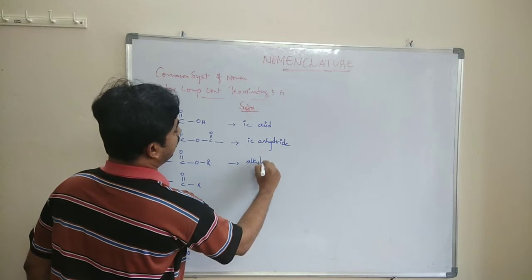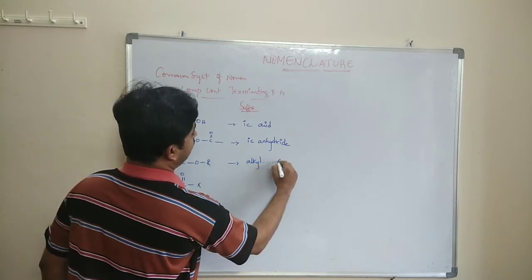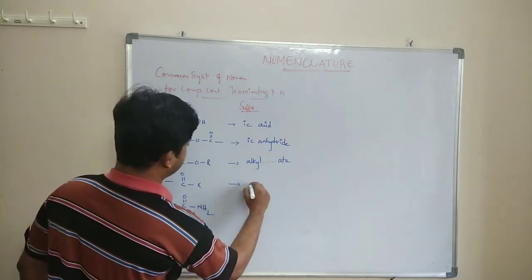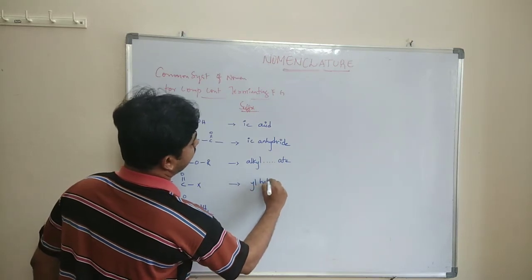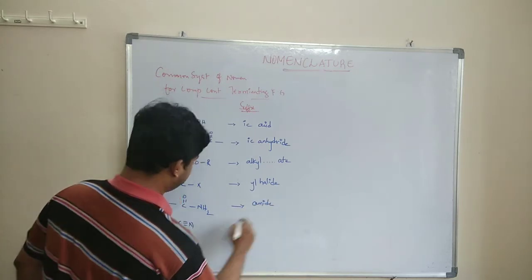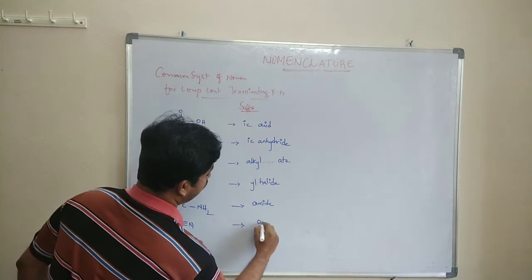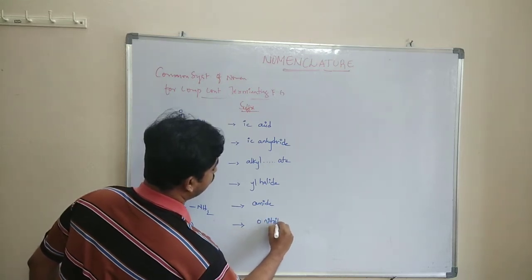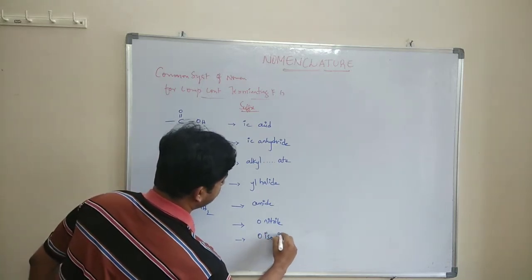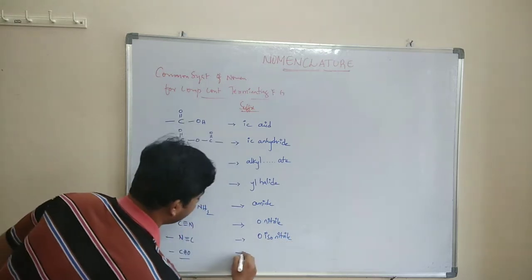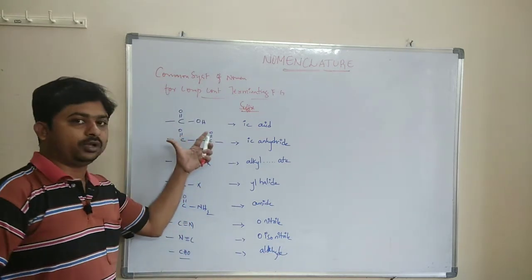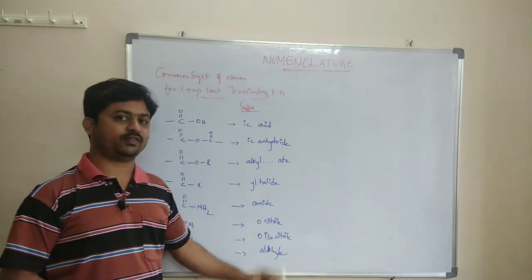For this one, the alkyl root word and ate is the suffix. For C=O X, the suffix is yl halide. For C=O NH2, amide is the suffix. For C≡N, nitrile. For N≡C, isonitrile. For CHO, aldehyde. So these are the terminating functional groups and their suffixes.